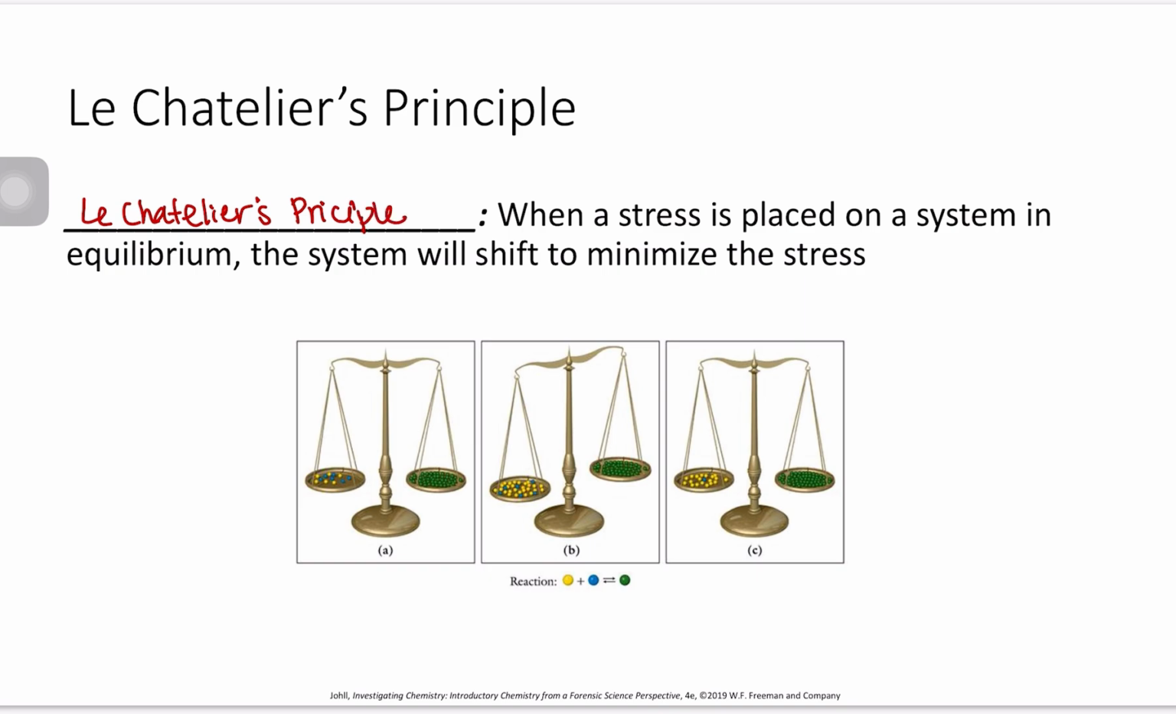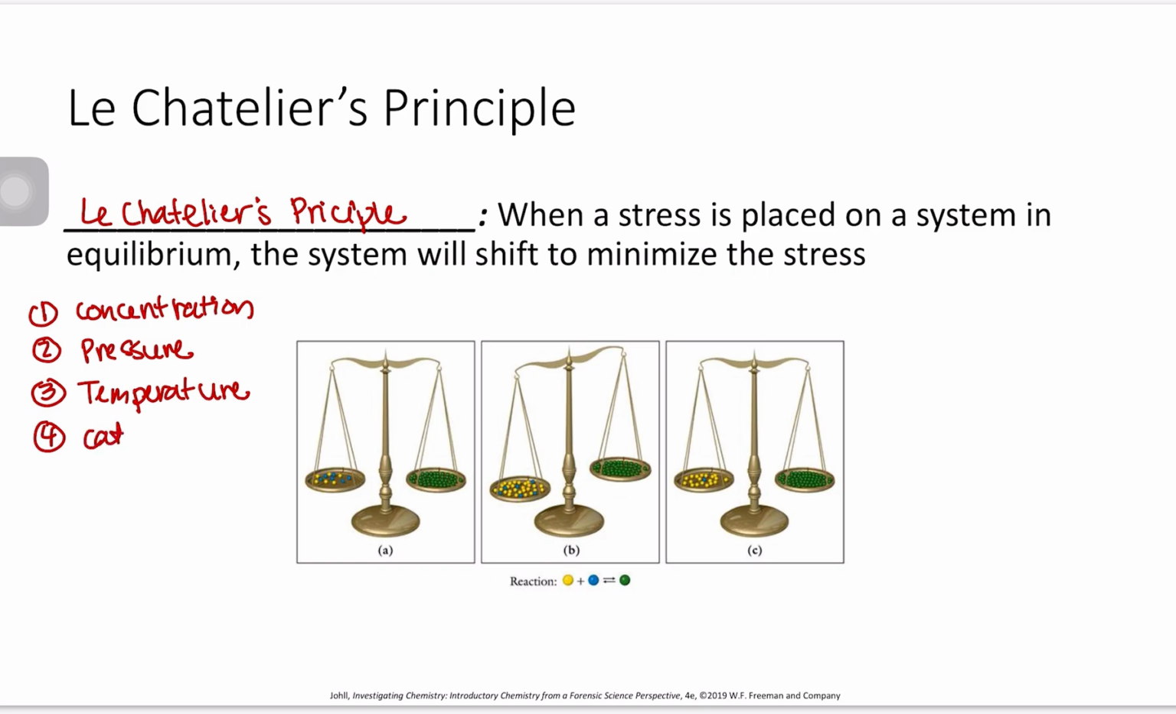And there are four stresses that we can place on an equilibrium. The first is concentration. The second is pressure of our equilibrium system. The third is temperature. And in temperature, we're going to be looking at whether the reaction is endothermic or exothermic. And then finally, we can look at a catalyst.